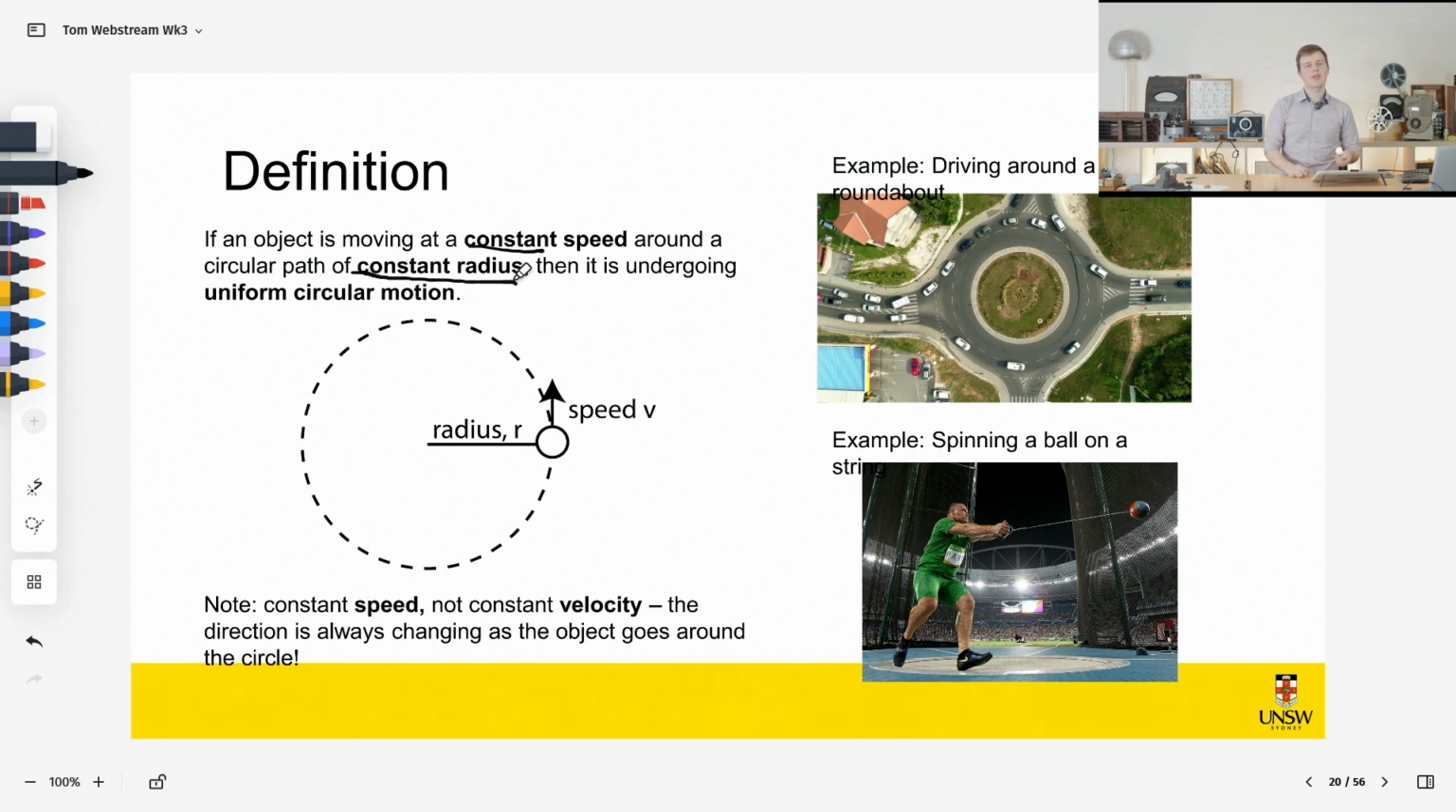You could also do a hammer throw, or spinning a ball on a string, the thing I was doing earlier. If I were doing it properly and I wasn't worried about hitting everything around me, then that would be a good example of uniform circular motion. Other examples include cars taking a turn.